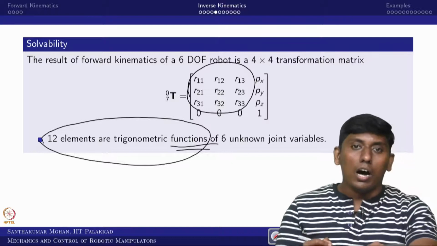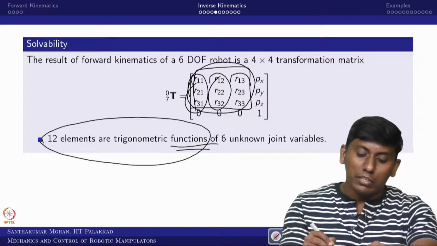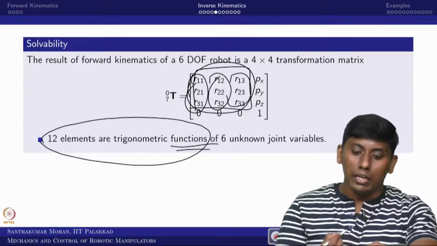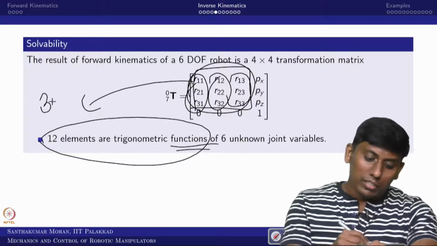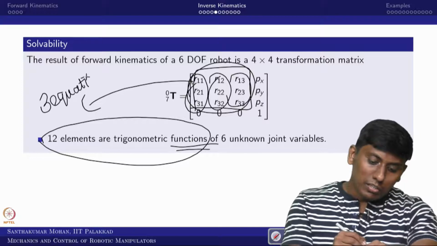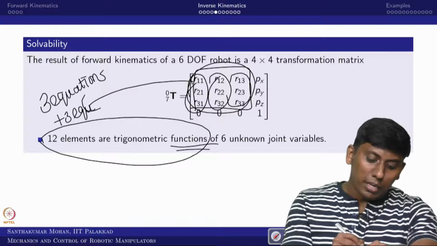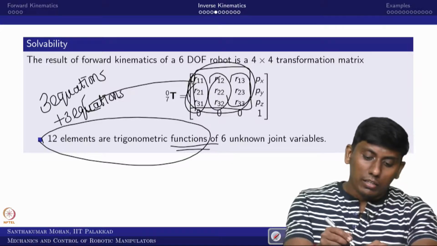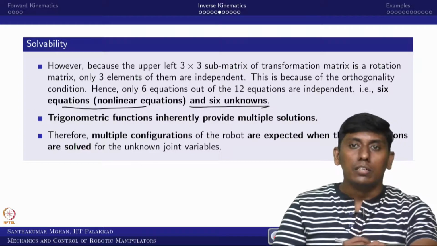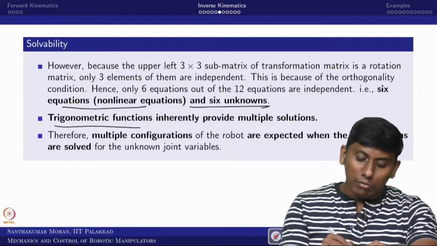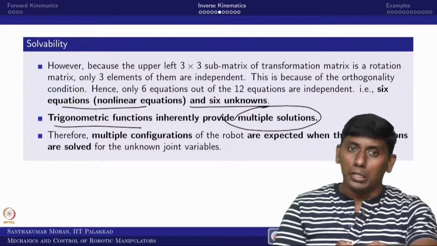These are trigonometric functions, and further, you know this matrix is orthogonal, and what does that mean? It has orthonormal vectors. So out of this, the useful part is only 3 independent equations. In the sense, 3 equations can be obtained from the rotation matrix and 3 equations can be obtained from the position vector. So, with 6 unknowns, you finally end up with 6 nonlinear equations. These nonlinear equations are inherently trigonometric, so they will provide multiple solutions.